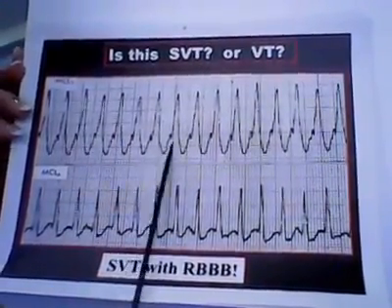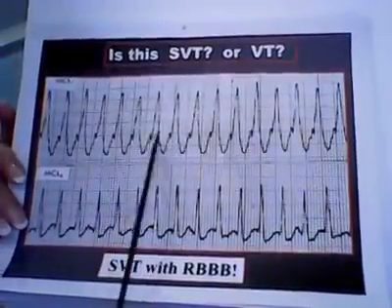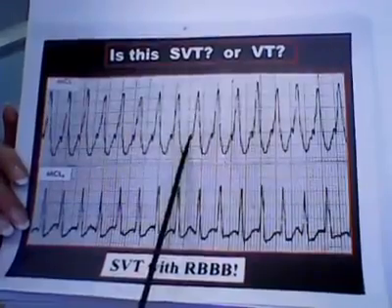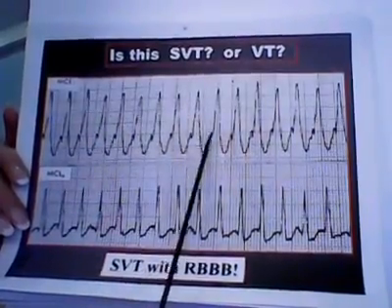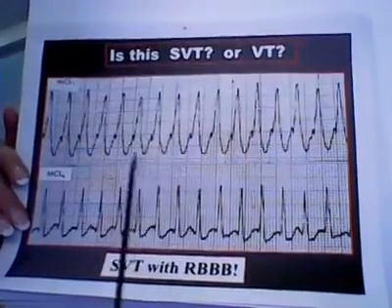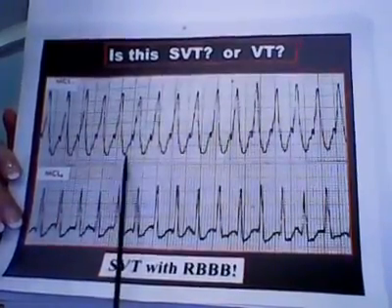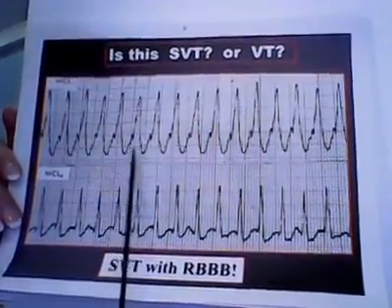Why isn't this VTAC? For two reasons. Reason number one, we have little r followed by a big R. Little r followed by a big R. This is a right bundle branch block. This is SVT with a right bundle branch block.